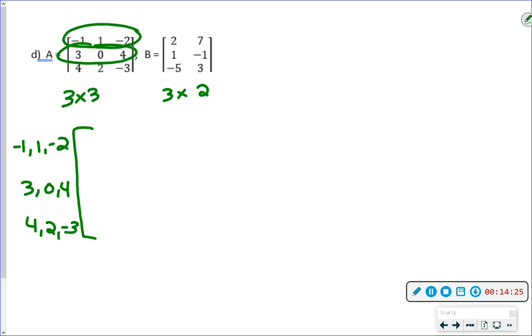Now, do you have to write the numbers down on the outside? No, I have some kids that can just mentally look at it and match them up and do it. I just write them down for your notes so you know exactly what I'm multiplying together. Okay, column in B, 2, 1, -5.